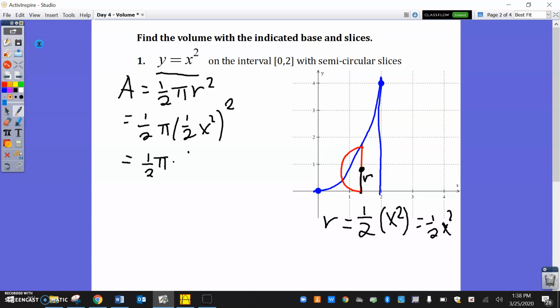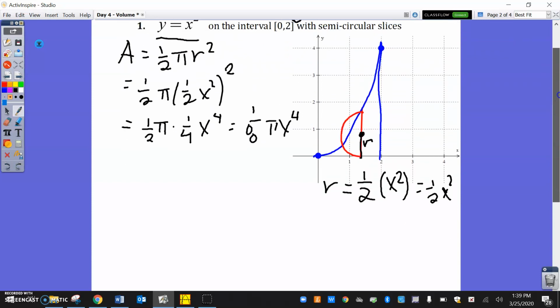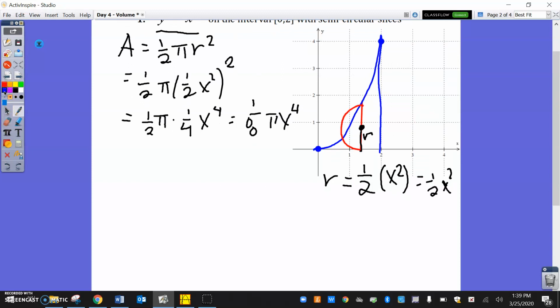So this is going to be 1/2 pi. I've got to square the 1/2, which is 1/4. And then x squared squared is going to be x to the 4th. Then I can just multiply the two coefficients, the 1/2 and the 1/4, and that's going to give me 1/8 pi x to the 4th. Now we're ready to set up our integral. Remember, this is always our a value, 0, and the second number, 2, is always going to be our b value. So when I set up my integral, I'm going to go from 0 to 2.